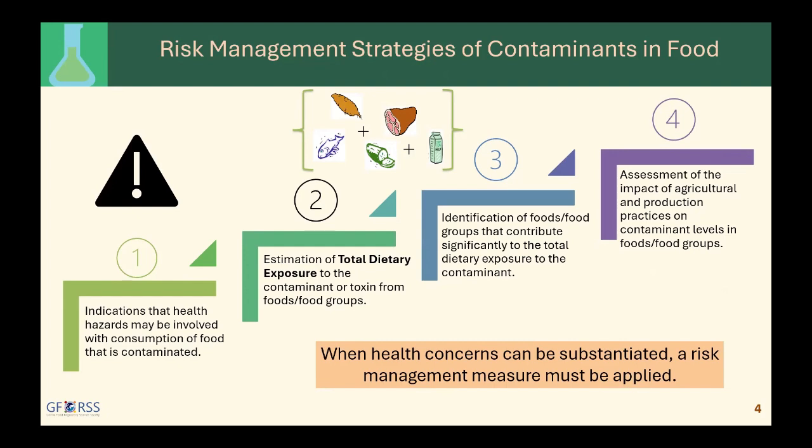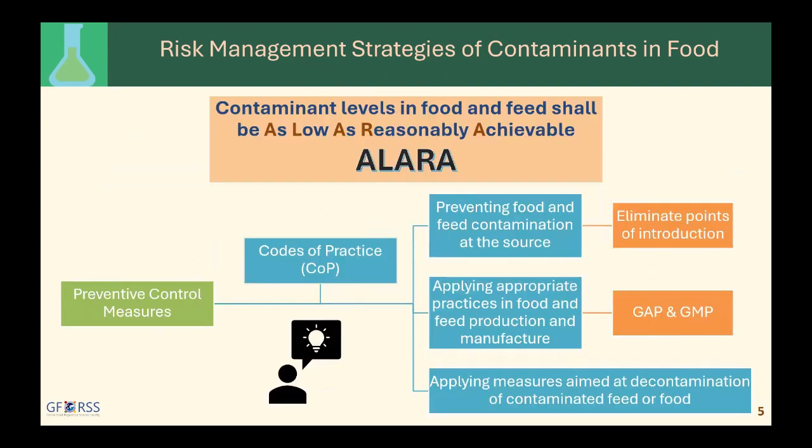Then when I assess as a manager that I have a health concern, I will need now to have some risk management actions. What can I do? First, I will try to minimize the introduction of this contaminant from the starting point of it, which is logic, right? I would not start thinking of setting a maximum level on the end product. Why not start managing the point of entry of my contaminant from the starting point? It's more logic, right? So how can I do that?